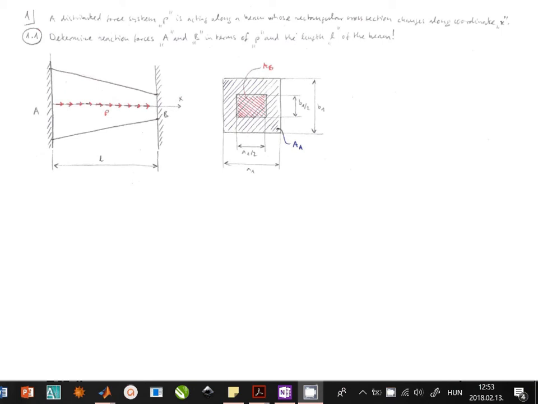Okay, so we have A1 and A1 over 2 at the two ends, and B1 and B1 over 2 at the two ends for the width and height. And our goal is to compute A and B for a given P and L. So let's start the solution.